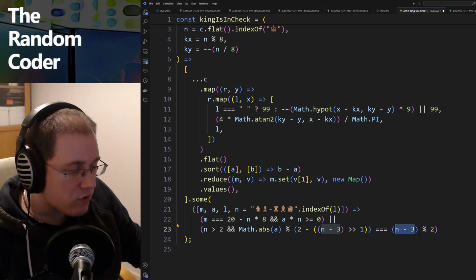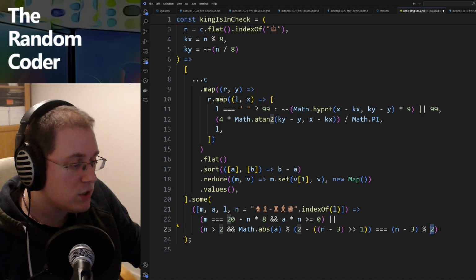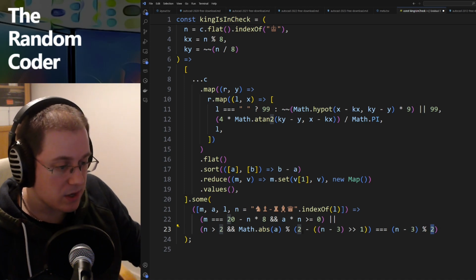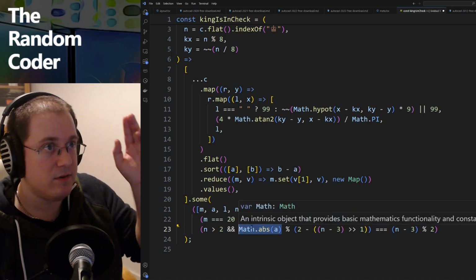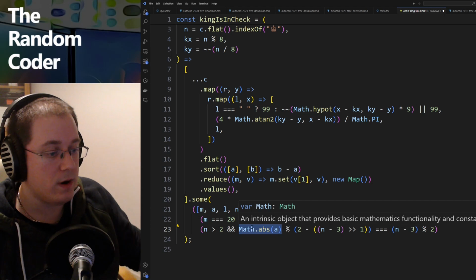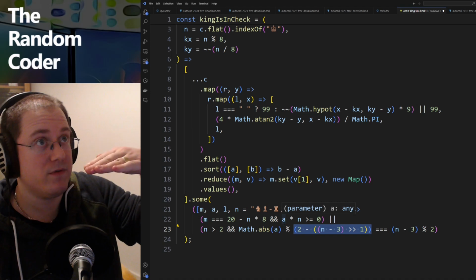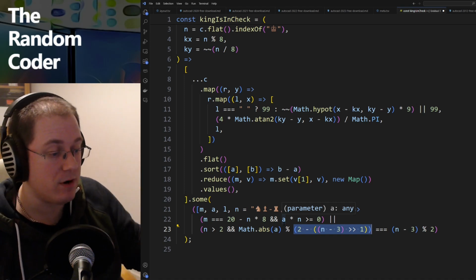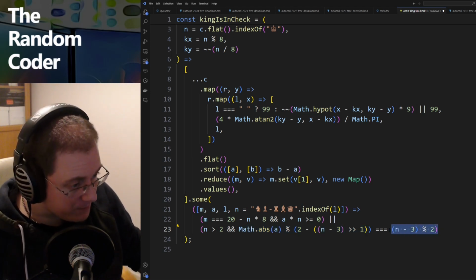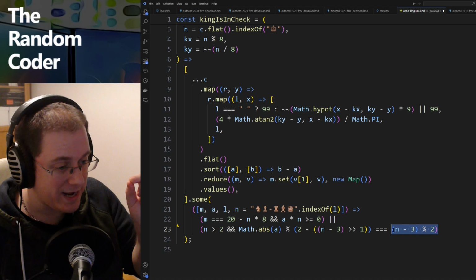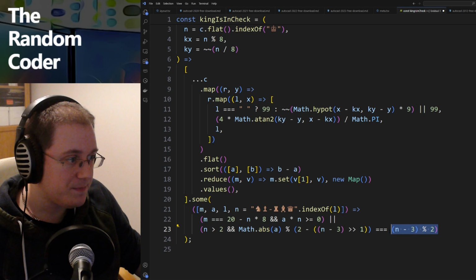Now, n minus 3 would be, we've done that already. That's 5 minus 3 modulo 2. Yes. Modulo 2 would equal 0. So if this angle is either 0, 1, 2, 3, 4, and we take the modulo of the value 1, we're going to end up, if it's on one of those expected angles, being a 0. So if 0 equals 0, then the queen is giving the king check. That's how it works.